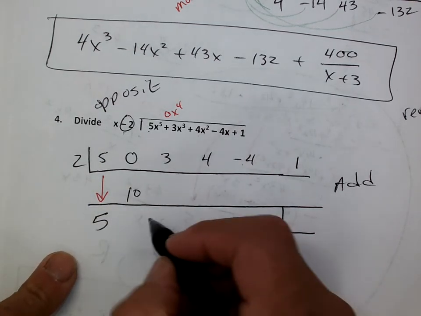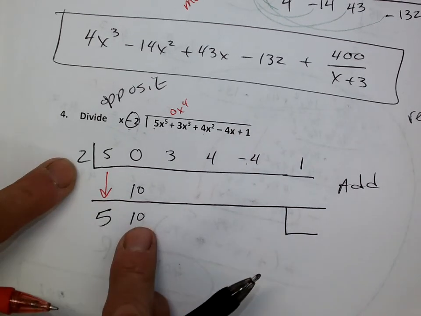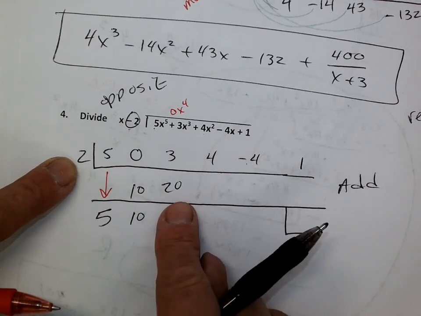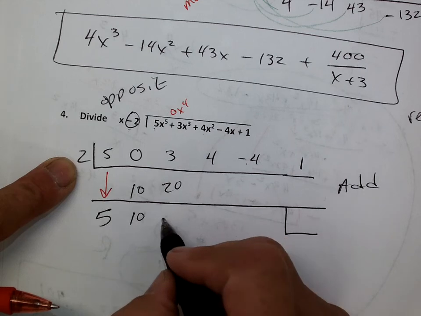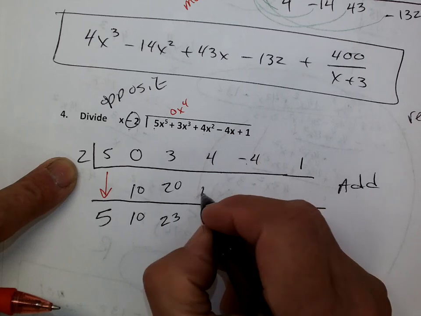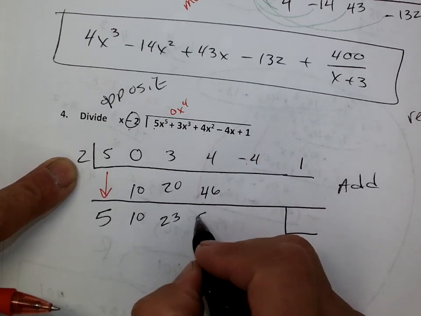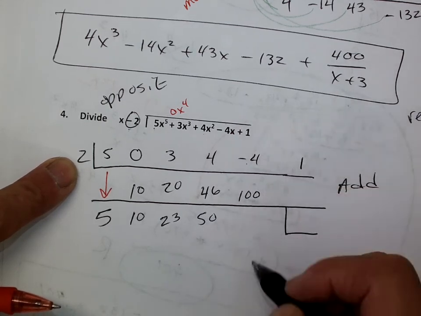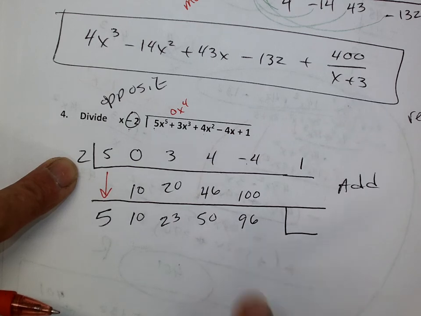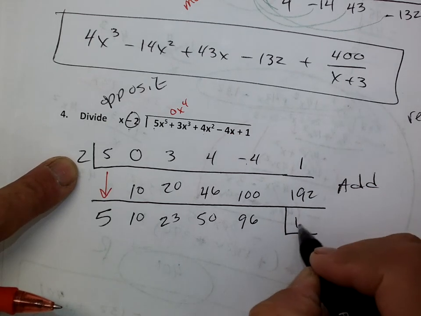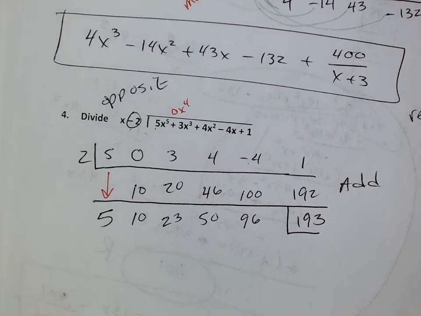Add. 0 plus 10 is? 10. Multiply. 20. Add. 23. Multiply. 46. Add. Multiply. Add. Multiply. 192. No, bro, don't touch. Add. Okay, now our answer is there.